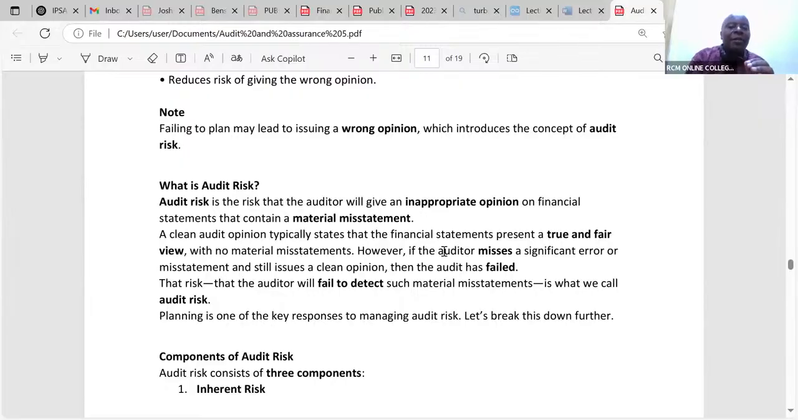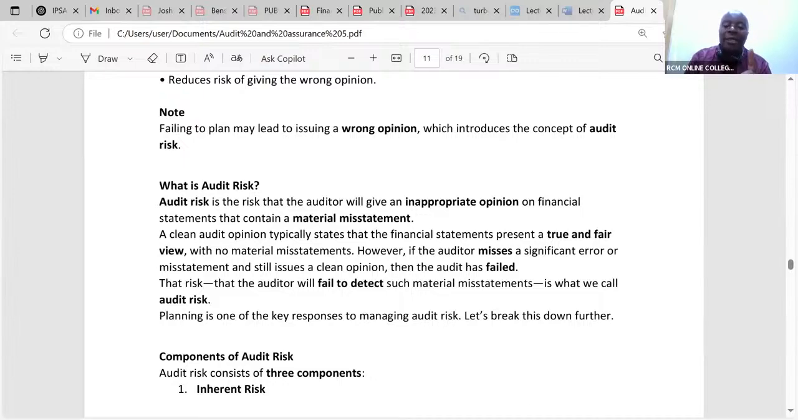However, if the auditor misses a significant error, when you are perusing through your financial statements, your evidences, if you miss a significant error or misstatement and still you issue a clean opinion because you missed that error, then the audit has failed. That risk that the auditor will fail to detect such material misstatements is what we call audit risk. Planning is one of the key responses to manage this audit risk.